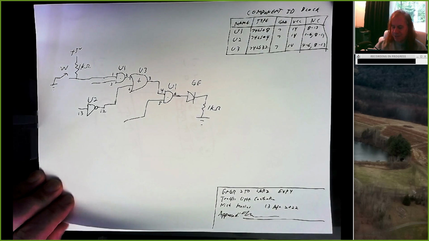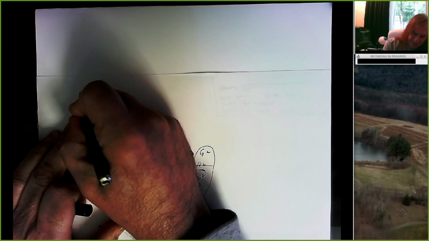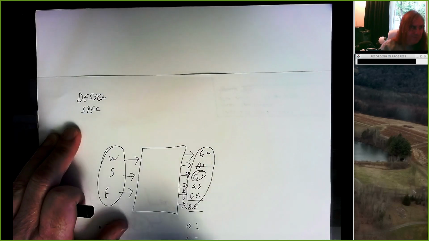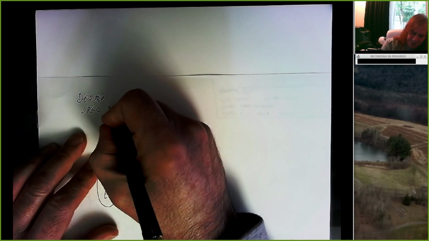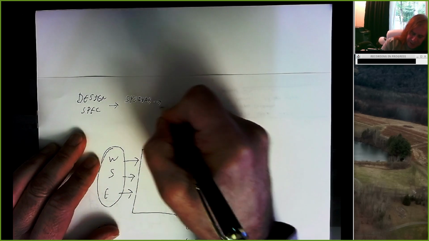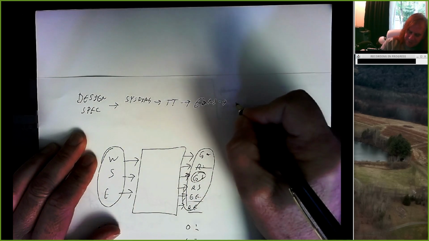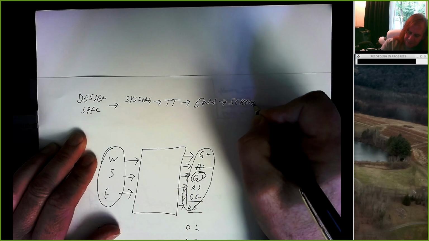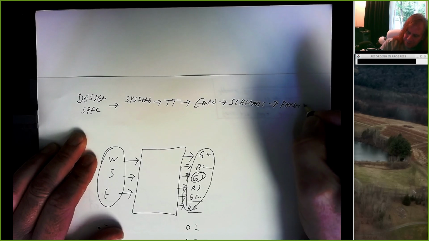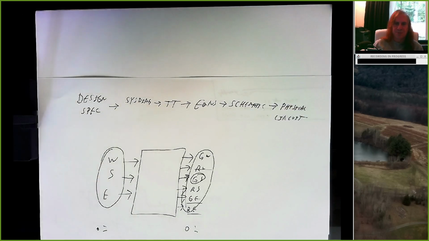And so, the general procedure here is you've got some sort of design specification. That's like the problem from the lab. We go from there to a system diagram, and from there we go to a truth table, and from there we go to equations, and from there we go to a schematic, and then we go to a physical circuit. That's basically what we're doing.